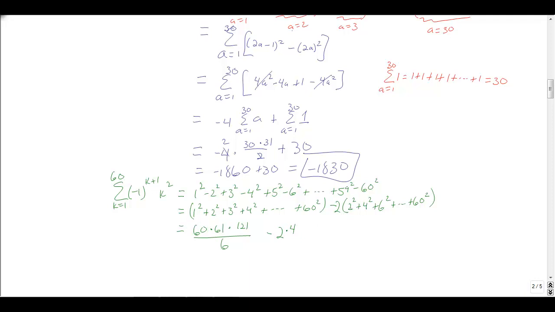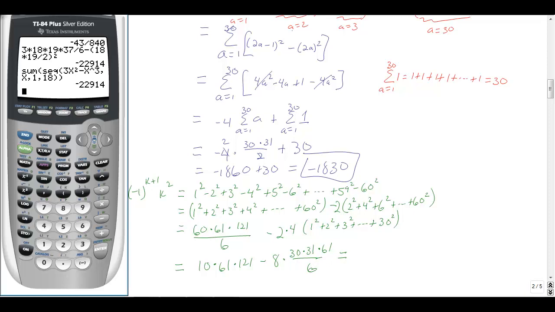This second one I can write as negative 2. I'm going to pull out a 2 from each of the things squared. That'll be a 4 on the outside. That'll give me a 1 squared plus 2 squared plus 3 squared plus and so on. And then once I divide 60 by 2, that'll be a 30 squared. And so what I'm left with, 60 divided by 6 gives me 10 times 61 times 121. Minus 2 times 4 is 8. And then this, sum of squares, but only up to 30, is going to be 30 times 31 times 61 over 6. And then you can add that up, maybe on a calculator.